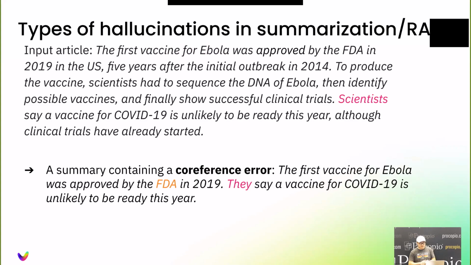So look at another one. This one is actually quite tricky. The summary reads, the first vaccine for Ebola was approved by the FDA in 2019. They say a vaccine for COVID-19 is unlikely to be ready this year. To make sure you are really listening, who are they? They're FDA, right? By common sense. But actually, the original document says scientists say a vaccine for COVID-19 is unlikely to be ready this year. So they is actually scientists, not FDA. This kind of error, we call a co-reference error.